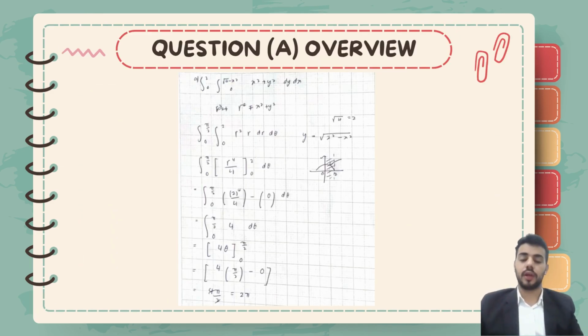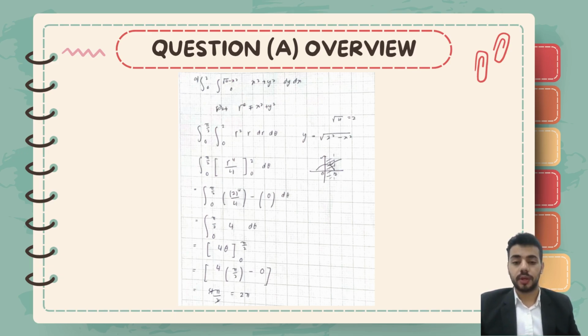Hello everyone, today I will explain how we solve this double integral by using polar coordinates. So we are given the double integral 0 to 2, 0 to root 4 minus x squared, x squared plus y squared, dy dx, will become r squared equal x squared plus y squared. So we have here root 4 will become 2 and y will become root 2 power 2 minus x squared.